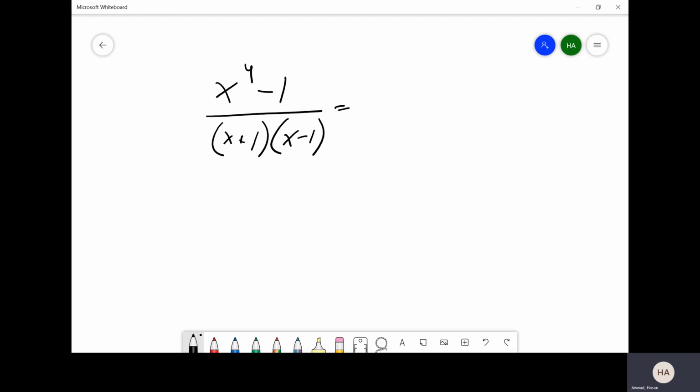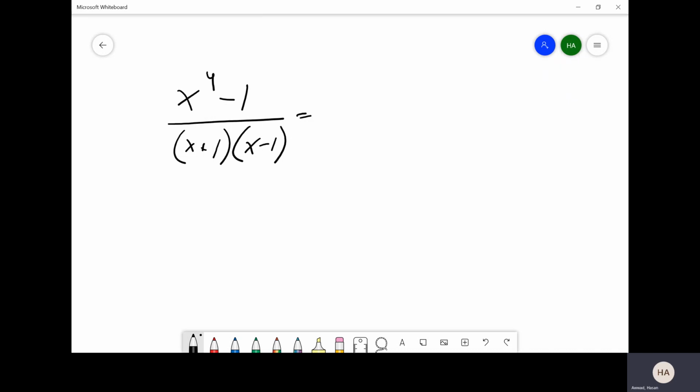So first let's figure out what the denominator is going to be. We have x to the fourth minus 1 divided by, and for the denominator we're just FOILing, so this is going to be x squared minus 1. We see we have a plus b times a minus b, a difference of squares, so we should get a squared minus b squared. So we have x to the fourth minus 1 over x squared minus 1.